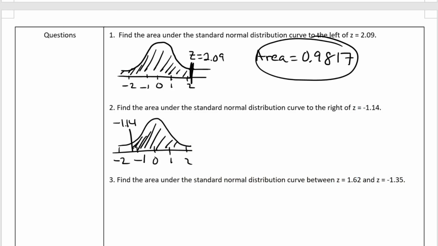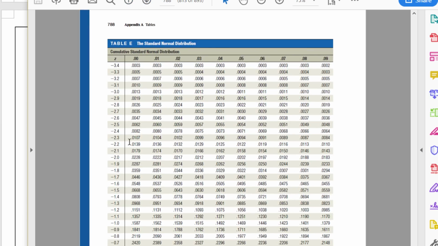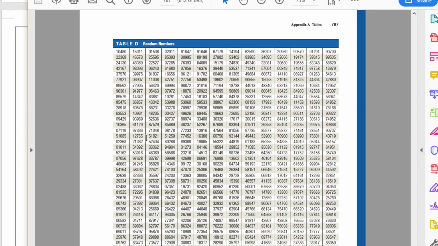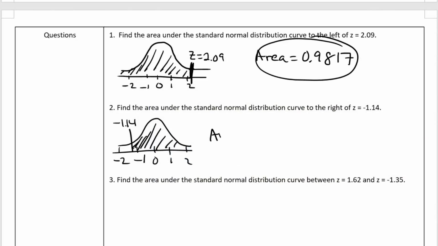So we have negative 1.14. So we need the negative numbers. So negative 1.14. Oops, wrong one. So negative 1.1, negative 1.14. So that's 0.1271.